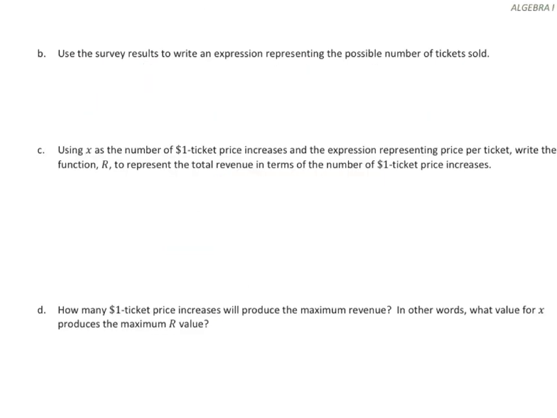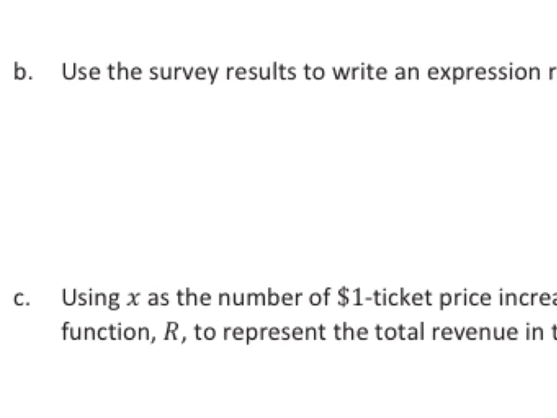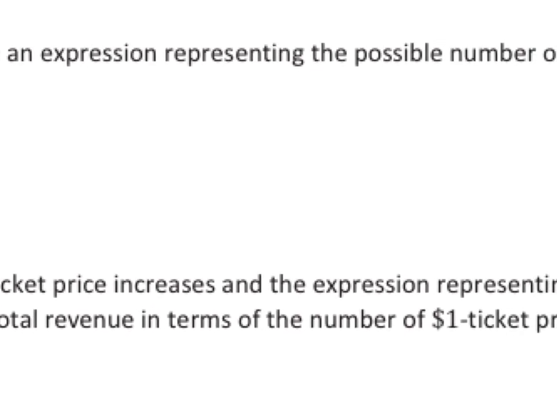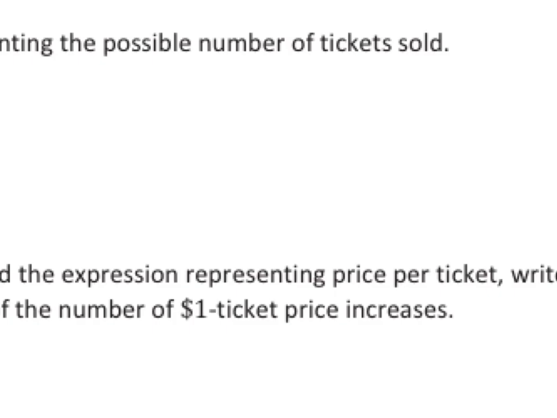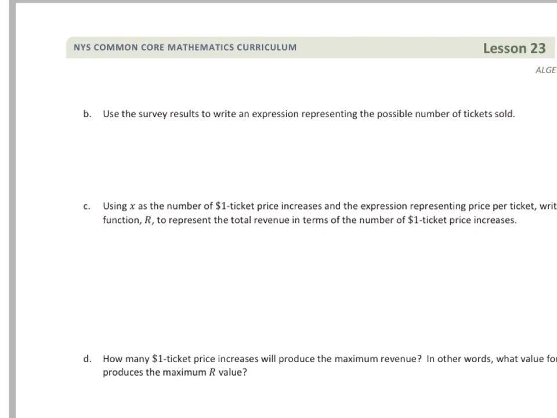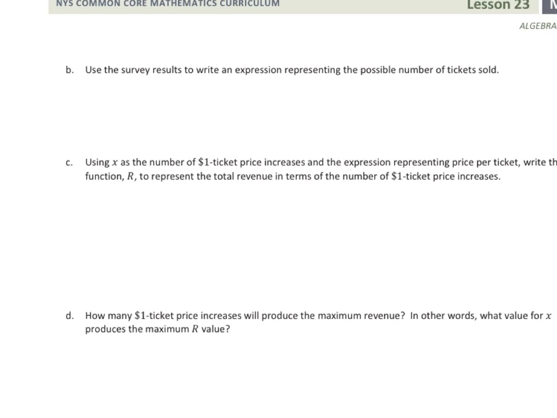So B is to do the following. Use the survey results to write an expression representing the possible number of tickets sold. Okay, so how many did they have to start with so far? How many seats are in the venue? There are 1,000. And what's happening every time we raise the price of a ticket by $1? You lose 20 people. That's how many fewer people you can expect to have buy a ticket.